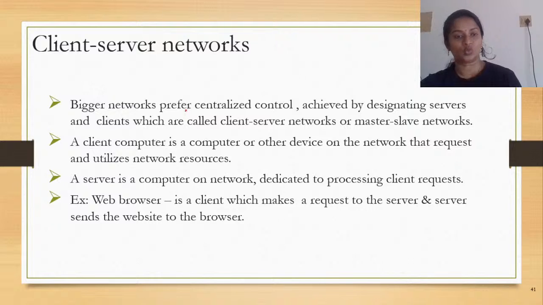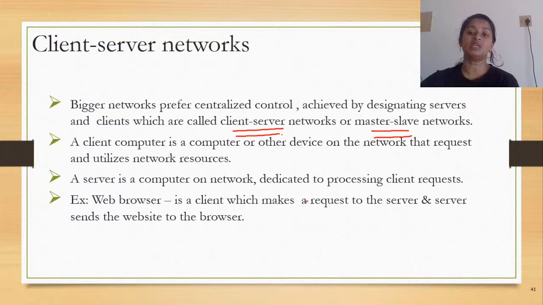They are bigger networks that prefer centralized control, and we also saw that the centralized control is going to be provided by the server to you. Now, how is this achieved? This is achieved by designating servers and clients, which are called client server networks. So, whenever we have a network wherein we have a machine which has a higher priority or a higher level to be treated as a server, and all the other participating entities which communicate with the server to service their requests are called client machines, we call the network a client server network or a client server architecture.